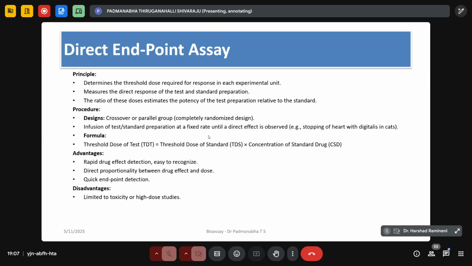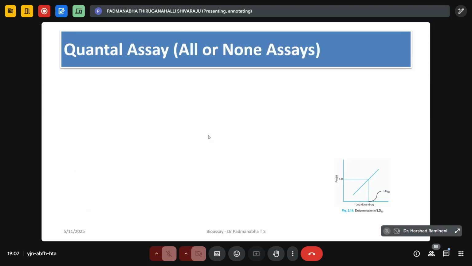So what is the disadvantage? It is limited only for checking the toxicity or high dose studies. To check for any lethal toxicity or higher dose toxicity, it is used for that purpose. So it is not suitable for dose ranging studies.